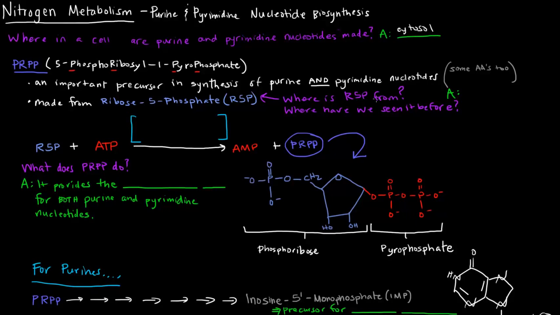Where is this ribose 5-phosphate from? Where have we seen it before? Well, in a previous video, if you recall, we talked about it being one of the products of the pentose phosphate pathway. And we mentioned that the ribose 5-phosphate was important in nucleotide synthesis. And so here we're talking about exactly how that's happening.